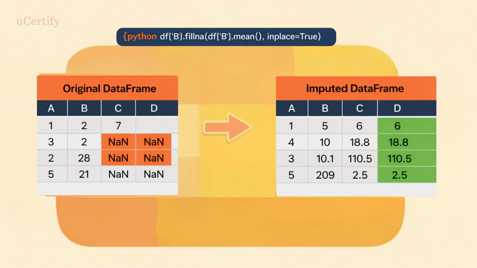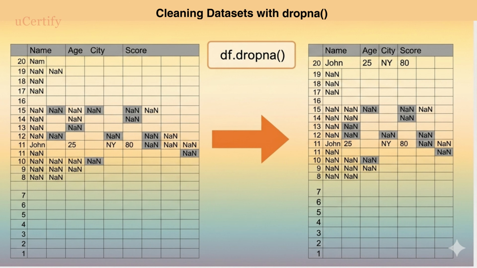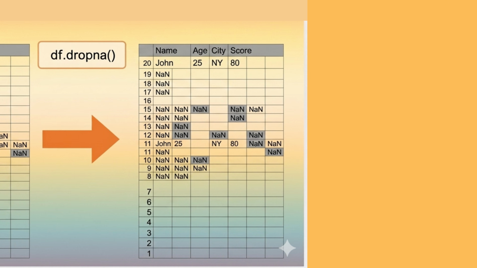Next, fill missing values using imputation: mean, median, or mode, preserving important data. Alternatively, use dropna to remove rows or columns with missing values. Use cautiously, as it can reduce the dataset size.